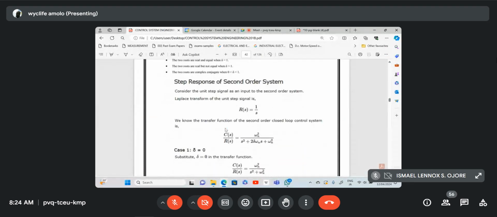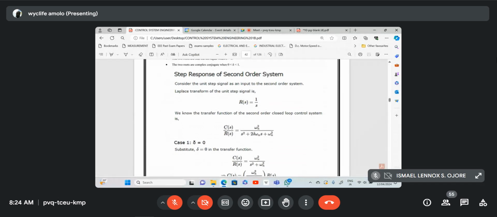So the step response for the second order uses the Laplace. The R of S, the reference, is always 1 over S. That's only covered in control 1. And therefore, we know that the transfer function of second order in a closed loop system is given by that.